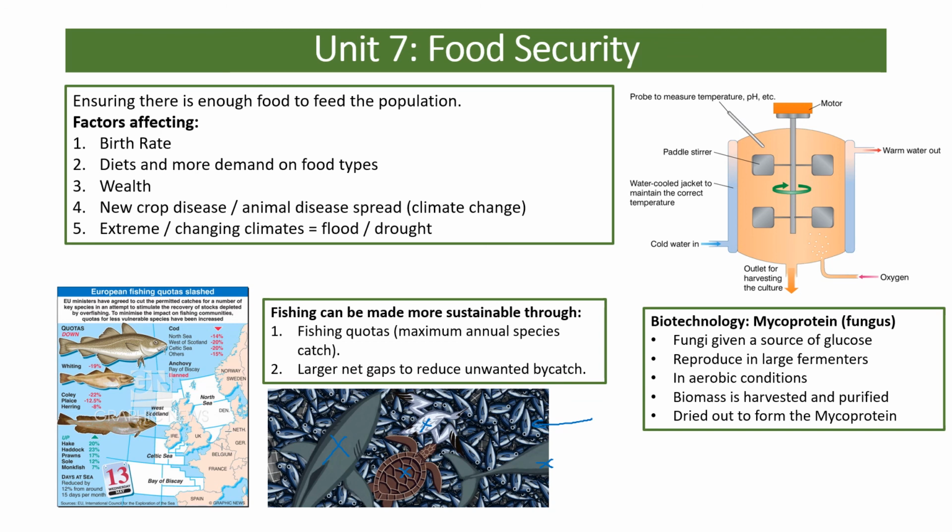And effectively we can grow it on waste bits of plant. So how it works is the fungus is given a source of glucose, as I said, waste plants often. It reproduces in large fermenters like you can see here. It does it in aerobic conditions. So the way that we get those aerobic conditions is oxygen is pumped in, and its temperature is controlled using cool water, because it will respire as it grows and it will get too hot. And it's mixed with glucose, so it will grow nicely.